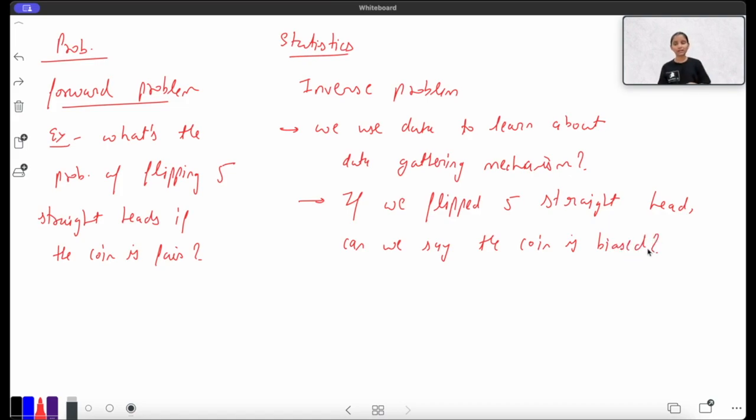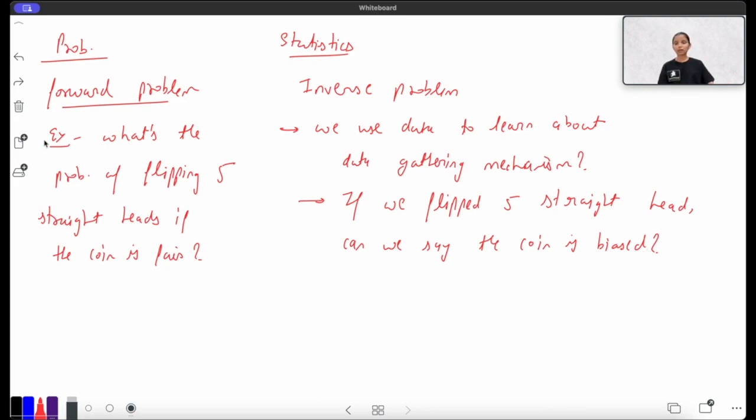So in the first scenario we are saying that the coin is fair and we have to calculate the probability of 5 straight heads, and in the second scenario we are saying that I have 5 straight heads, can we say that the coin is biased? So they are just inverse problems of each other, so try to differentiate between them. We use probability in statistics, but statistics is basically just the inverse of probability.